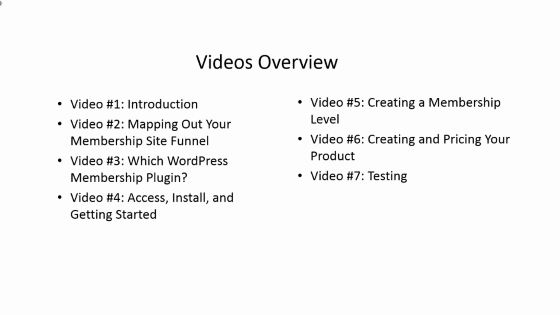And of course, in video number 6, we'll talk about creating products and pricing your products within the WooCommerce store. In other words, you're going to be able to connect the memberships to an actual product, so if somebody buys that product, they can get access to that specific membership level. And last but not least, video number 7, we'll talk about testing. How do you go about making sure that you have everything correct, it's going to work, and after you've spent all that time, it actually works.